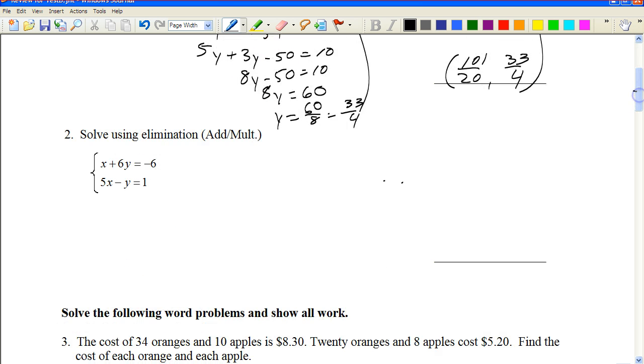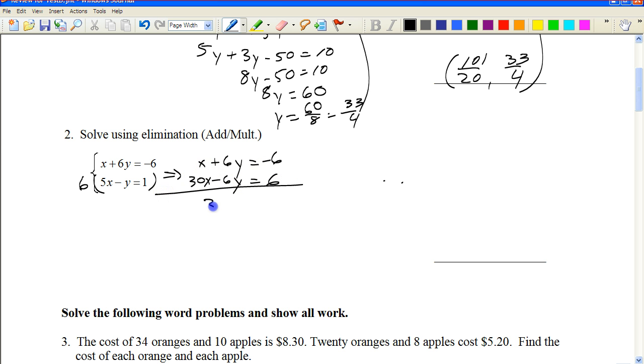Next problem. Using elimination. So we're going to add and multiply, and add. I noticed that the y's have different signs, so that's the one I'm going to get rid of. So I'm going to multiply the second one by 6 to get it to the same number, different signs. For the same variable to have the same number but different signs. That's kind of the goal.